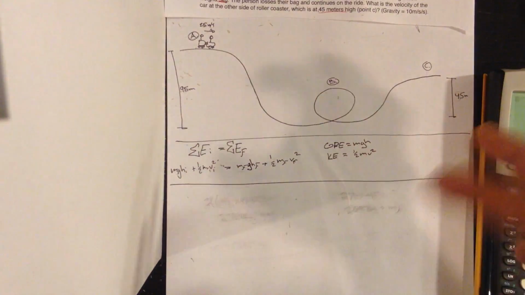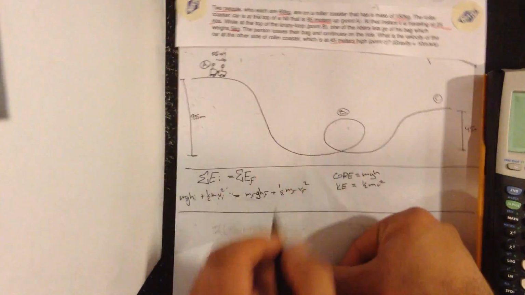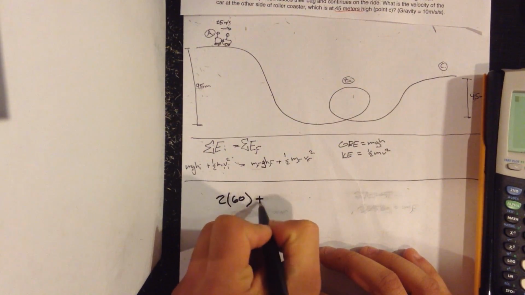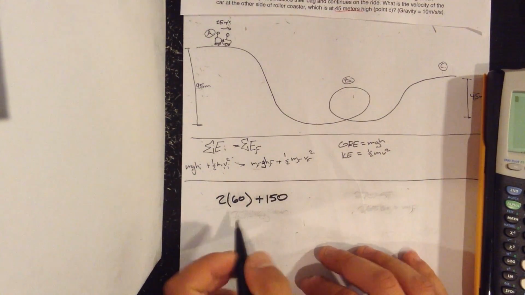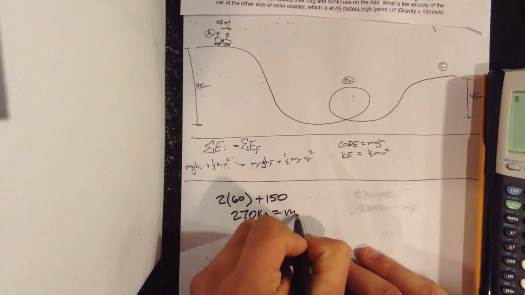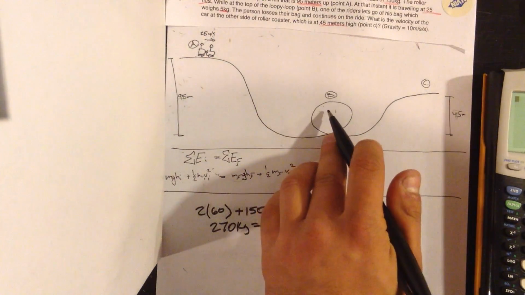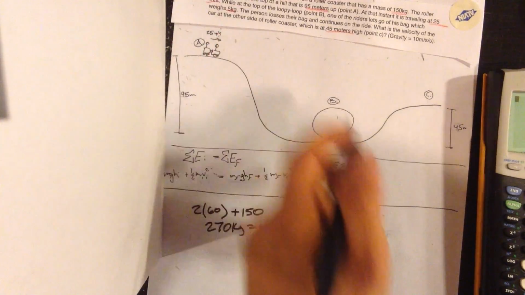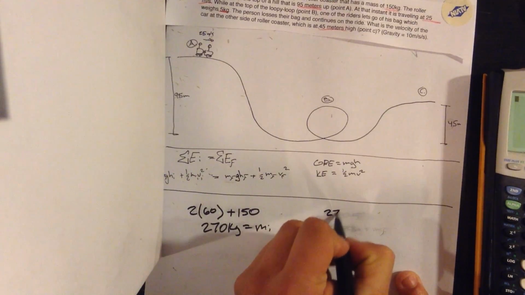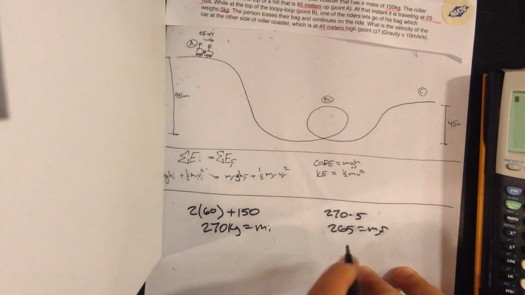So the one thing that's kind of changing and shifting throughout this problem is the mass. So we're going to start with that. We know that there's two people who each weigh 60 kilograms, and that the roller coaster car itself equals 150. This equals 270 kilograms, which equals our initial mass. But we must remember that at point B right here, somebody drops their bag, so the initial mass and the final mass are going to be different. So we're going to subtract 5, and that's going to give us our final mass, which is 265.